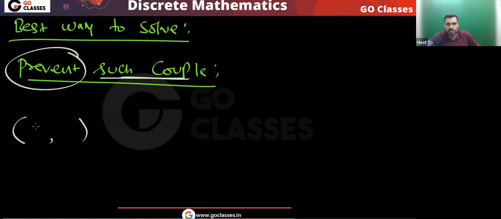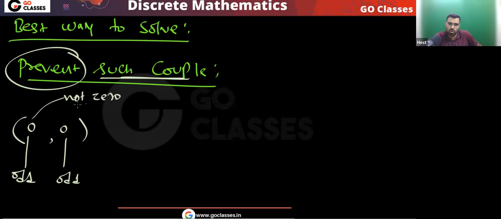To prevent such a couple, the first number that I can give you is, for example, odd comma odd. See, this is not zero, this is odd. So I can give you this number, odd odd. What second number can I give you?